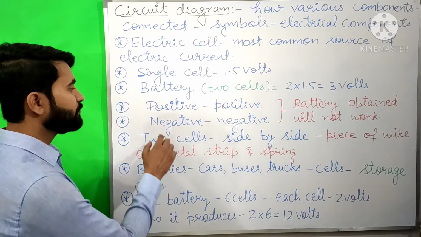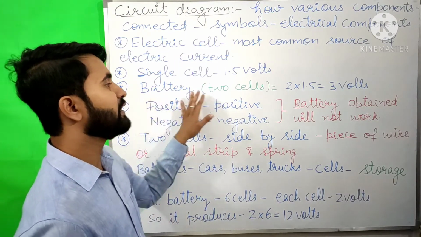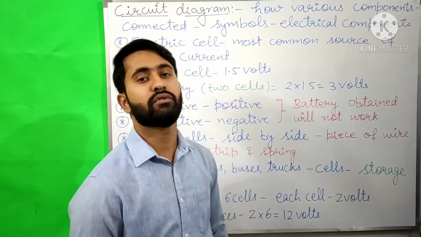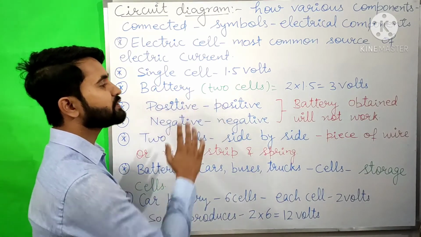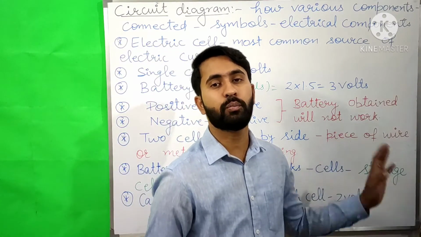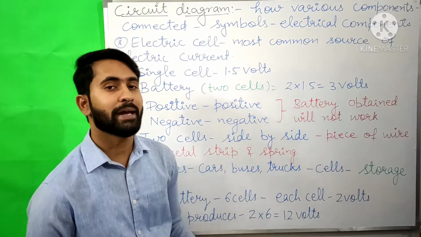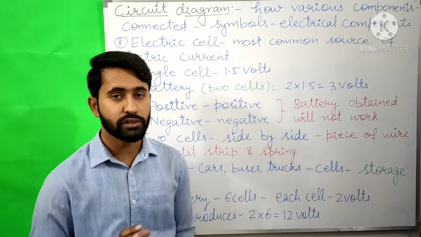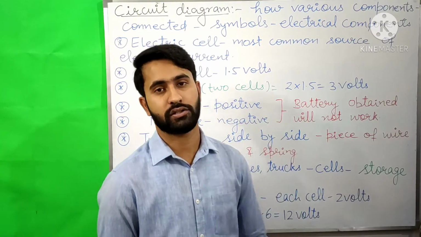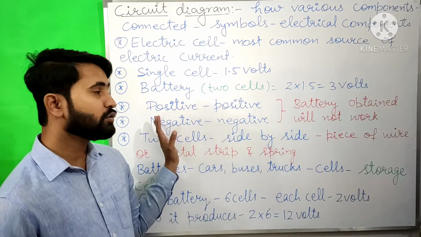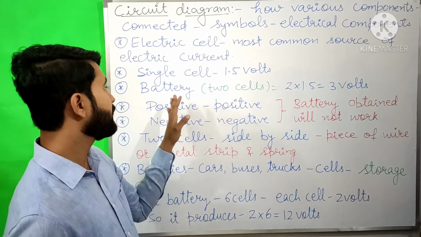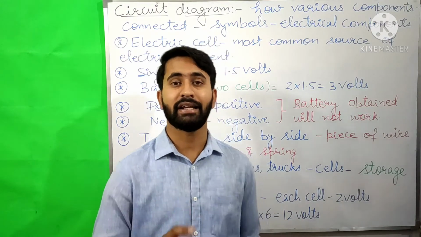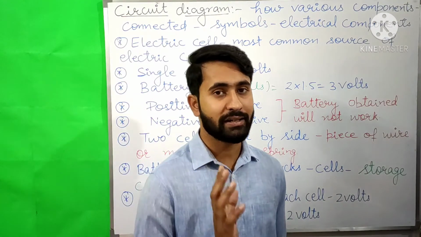Like a battery of two cells will give us 2 into 1.5 is equal to 3 volts. Similarly, a battery of 3 cells will give us 4.5 volts. So in many appliances, more than one cell is used to get the desired voltage. And whenever we join two or more cells to make a battery, the positive terminal of a cell is connected with the negative terminal of the next cell.